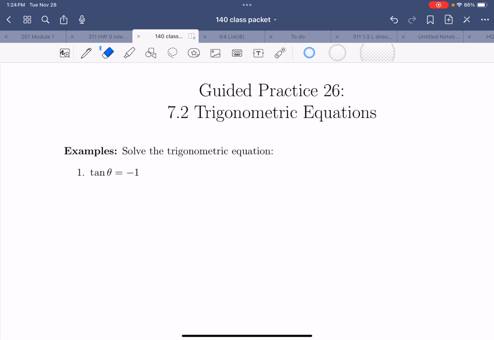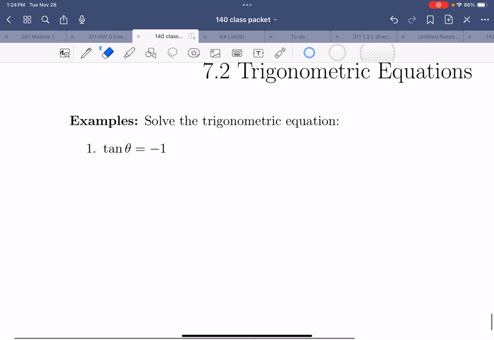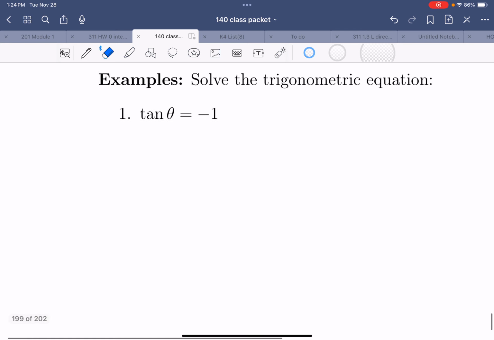So we are in section 7.2, looking at the solutions to trigonometric equations. We're going to jump right in here. Remember that we're solving trigonometric equations, so we are looking for the angle measure that gives us the value of that trig function. So for tangent equals -1, we're thinking, what value of tangent gives us 1?